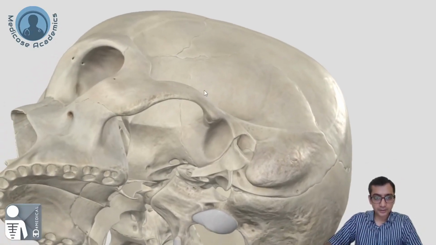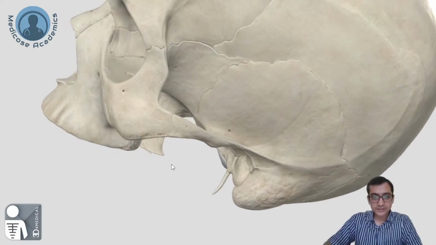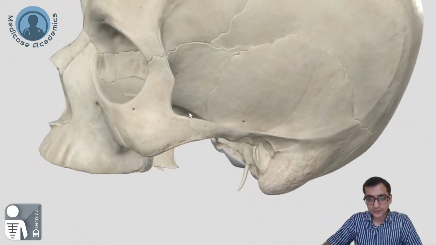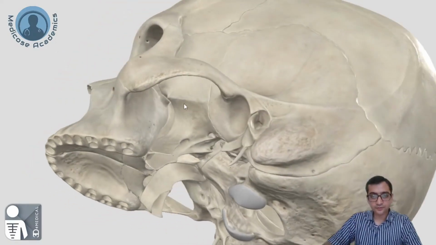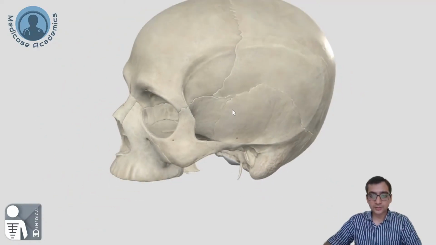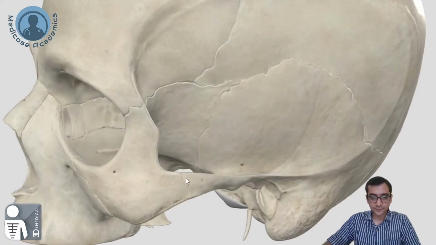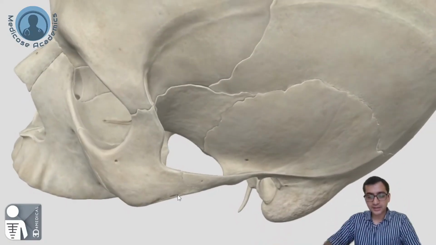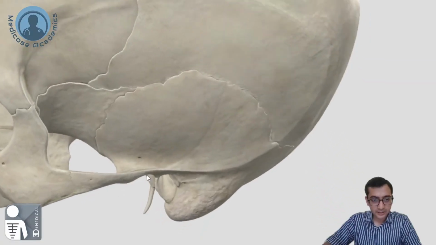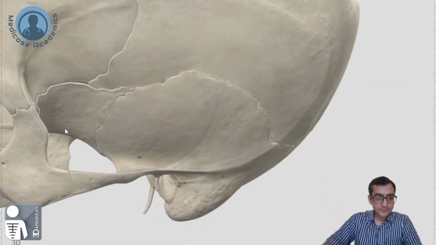Let me get back to here. You will see this vertical aspect, and this horizontal aspect. This is the infratemporal crest. So these are the margins of the temporal fossa. And as I just said, the lateral aspect is made by this zygomatic arch, and the medial aspect is by the infratemporal crest. This is the medial aspect of the inferior margin, this is the lateral aspect.